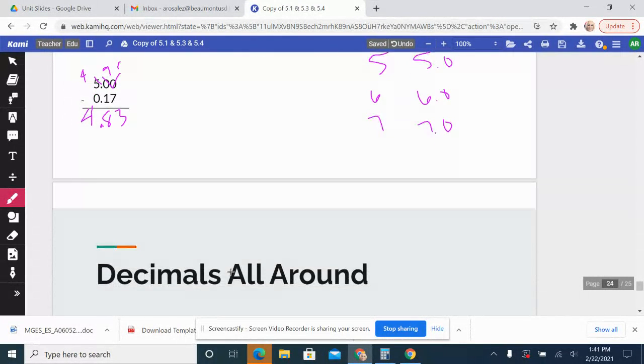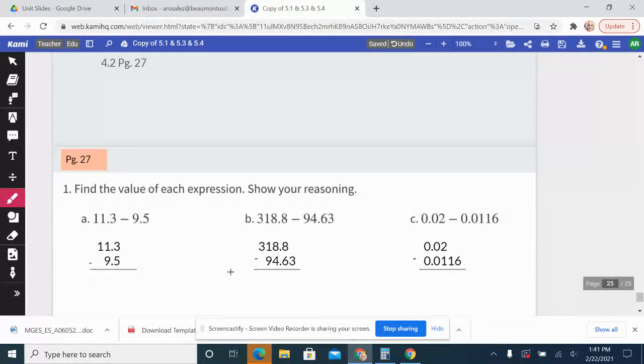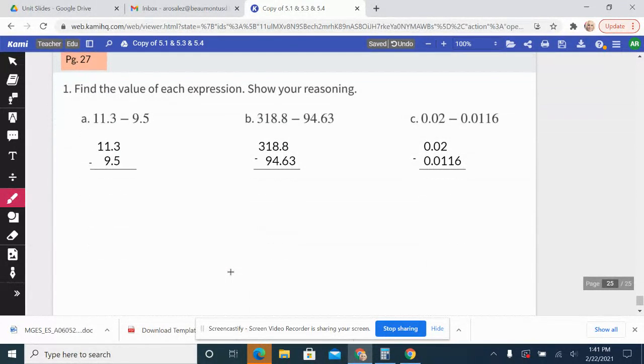Okay, and then here are our last ones. So decimals all around page 27, and we're going to practice these. So remember, the book gives them to you the way that you see it like that. Please rewrite it the way that I did, because that's the only way to solve this.